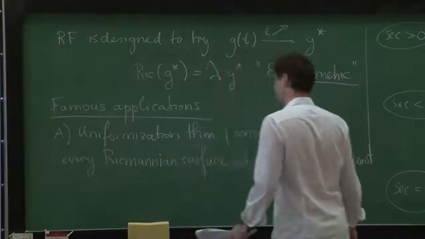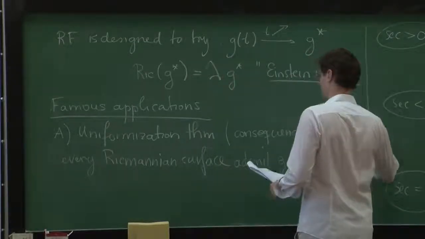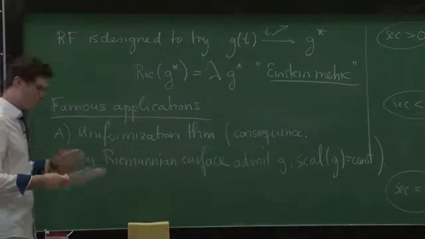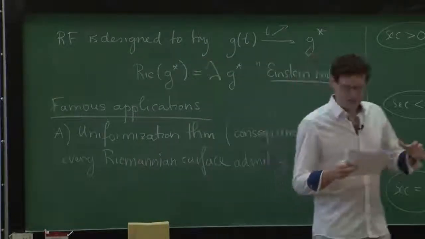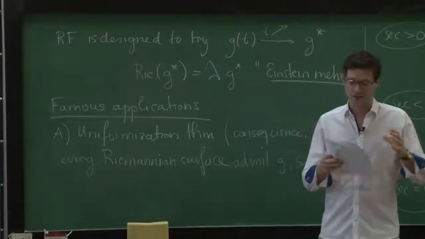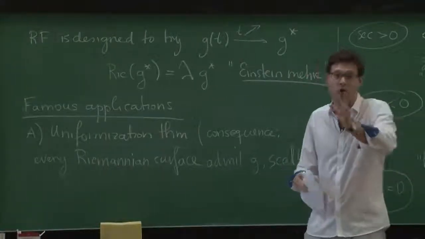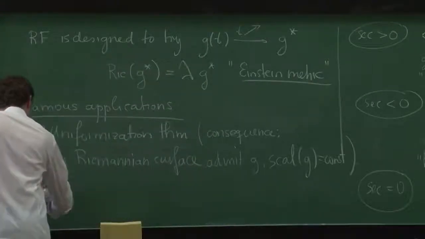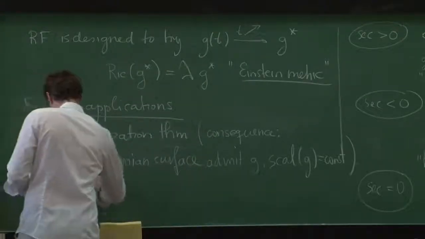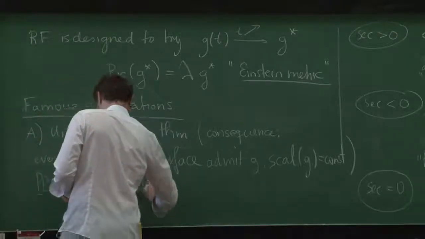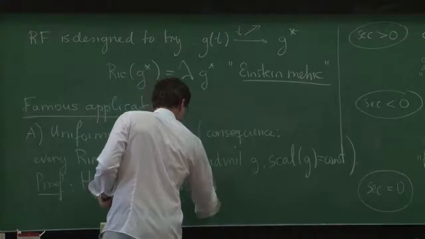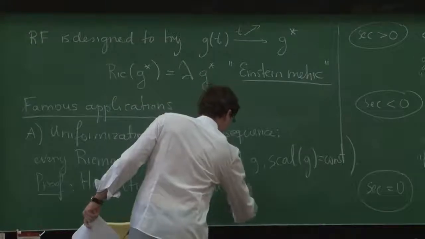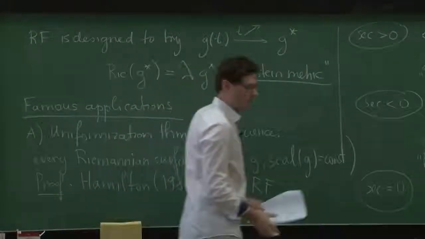So this is the consequence of the actual, a little bit more general uniformization theorem, which says that every simply connected Riemannian surface is conformally equivalent to one of three types: the Euclidean, hyperbolic, or elliptic. And this has been proved by Hamilton somewhere in the 80s using, let me guess, Ricci flow. Okay, what else?